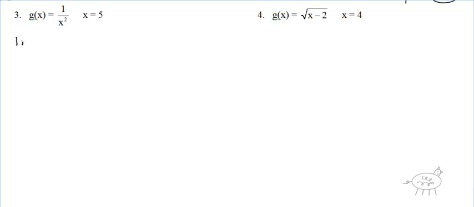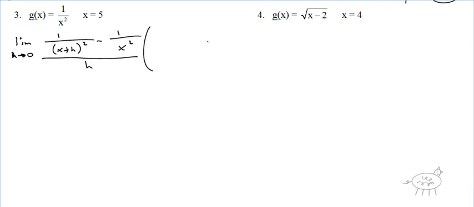Same thing. Limit as h approaches 0 of 1 over, and we're going to put in there x plus h squared, right? Minus 1 over, we're going to put in there x squared, all over h. Not bad. Okay, so the LCD is x plus h squared and x squared. So x plus h squared and x squared.